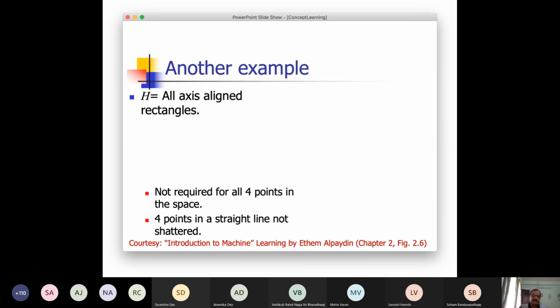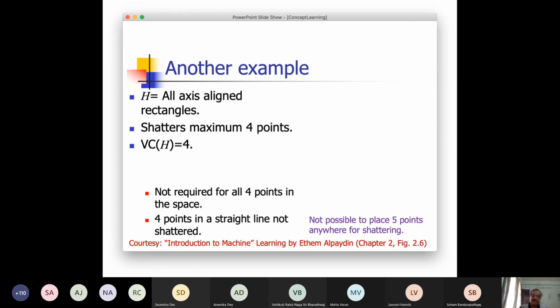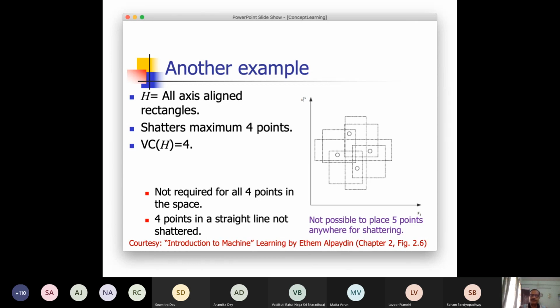Now you can show that it is not possible to place 5 points anywhere for shattering. So 4 points, it can shatter a maximum of 4 points. That can be shown. So this is one example, with all possible labels, taken from F.M. Alperin's book, you can check. But it can be proved that there are 5 points which cannot be shattered. So which means its VC dimension is 4, right?